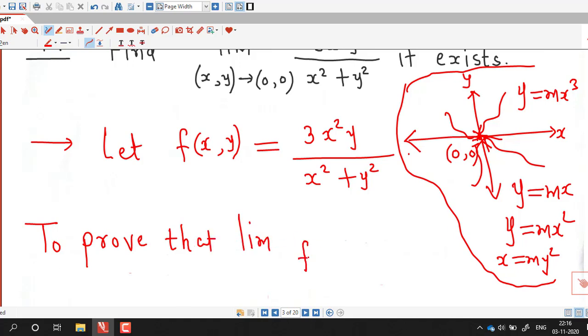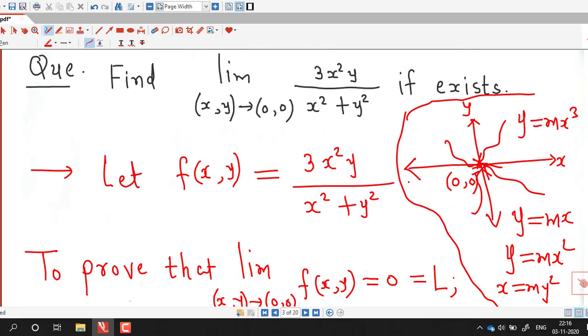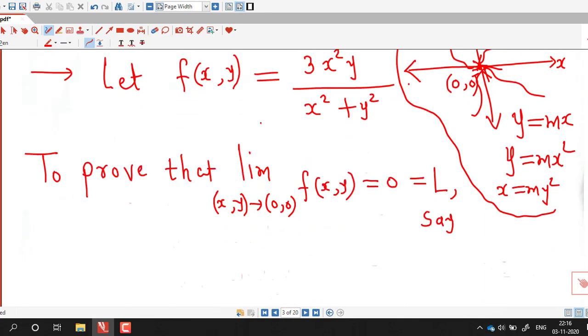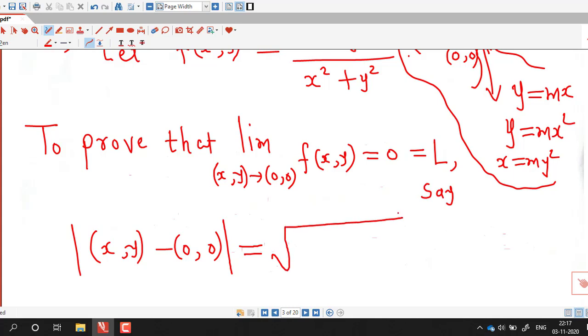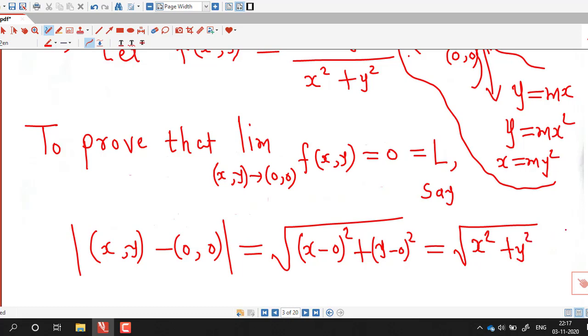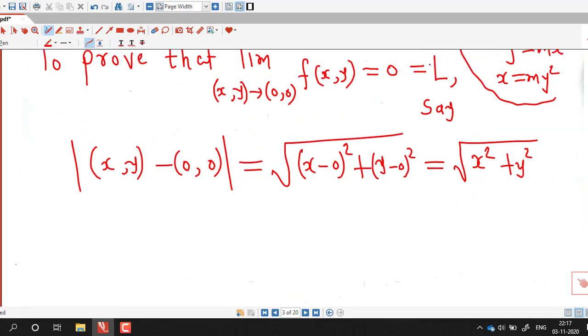definition of limit. So here first we write that to prove that the limit of f(x, y) as (x, y) tends to (0, 0) is 0, and we denote it by capital L. Now here the fixed point is origin. So as we know, the distance between (x, y) and origin is nothing but the square root of (x minus 0) square plus (y minus 0) square, which is the square root of x square plus y square. And the limit capital L is 0.